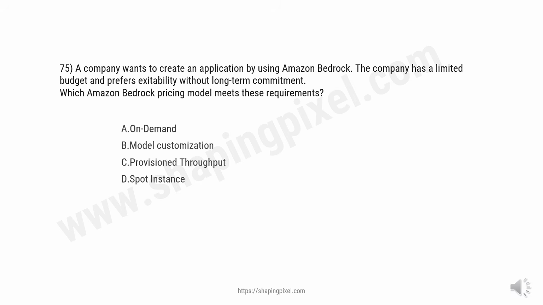Question number 75. A company wants to create an application by using Amazon Bedrock. The company has a limited budget and prefers flexibility without long-term commitment. Which Amazon Bedrock pricing model meets these requirements? Option A, on demand. Option B, model customization. Option C, provisioned throughput. And option D, spot instance.